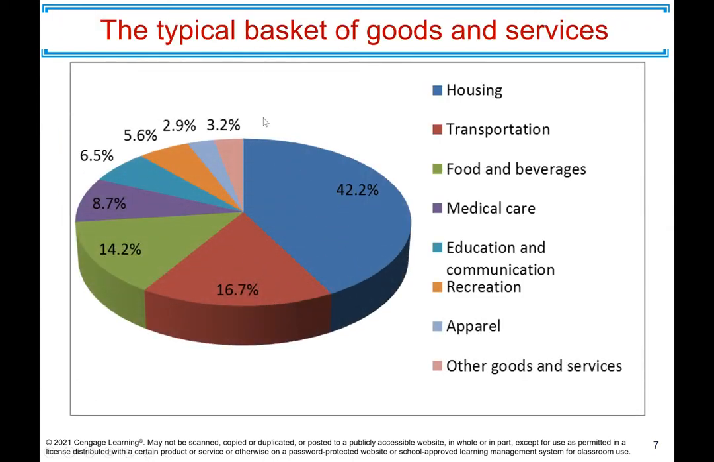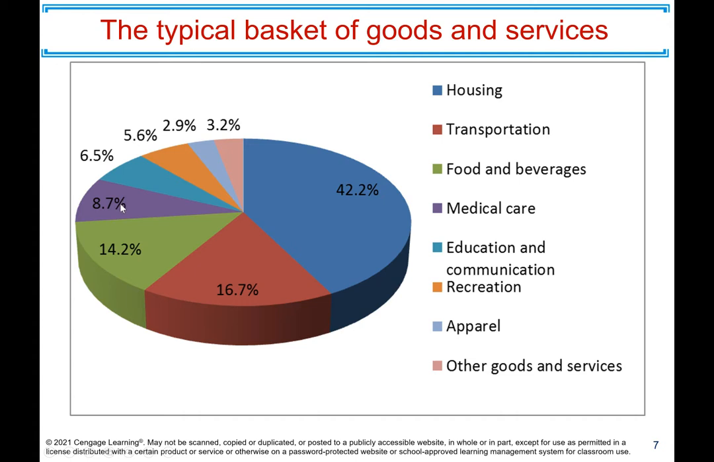What is in the basket? When we say a market basket consumed by a typical consumer, this is what is in the basket, with different weights. It looks like the largest item in this basket is, I suppose, housing. Housing takes 42.2% of our income, followed by transportation at 16.7%. Then food, 14.2%.